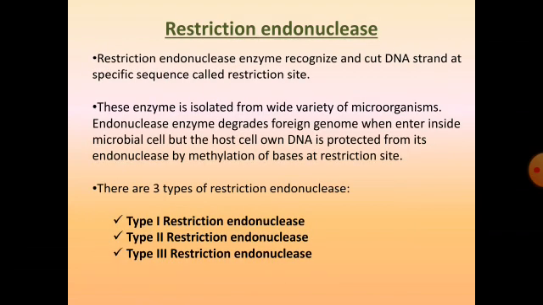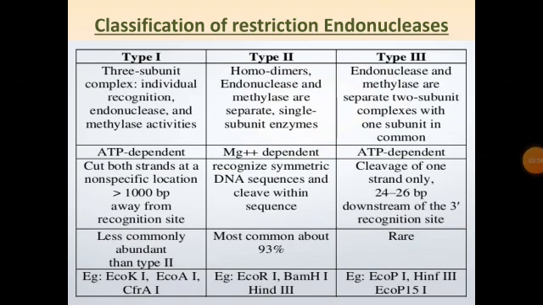Then restriction endonucleases. The restriction endonuclease enzyme recognizes and cuts the DNA strand at a specific sequence called the restriction site. This enzyme is isolated from a wide variety of microorganisms. Endonuclease enzyme degrades foreign genome when it enters a microbial cell, but the host cell's own DNA is protected from its endonuclease by methylation of bases at the site of restriction. There are three types of restriction endonuclease: type 1, type 2 and type 3. The classification is described briefly.